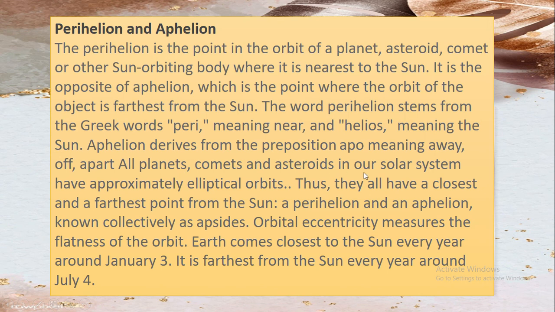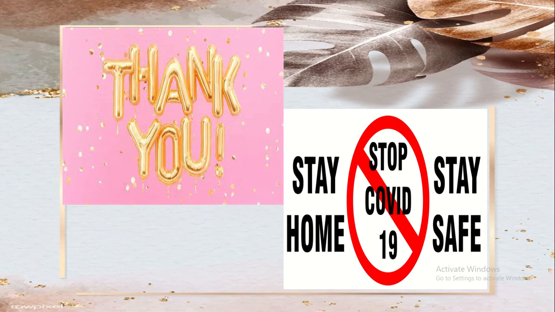All planets, comets and asteroids in our solar system have approximately elliptical orbits. Thus, they all have a closest and farthest point from the sun. A perihelion and an aphelion are known collectively as apsides. An orbital eccentricity measures the flatness of the orbit. So Earth comes closest to the sun every year around 3rd January, and it is farthest from the sun every year around 4th July.